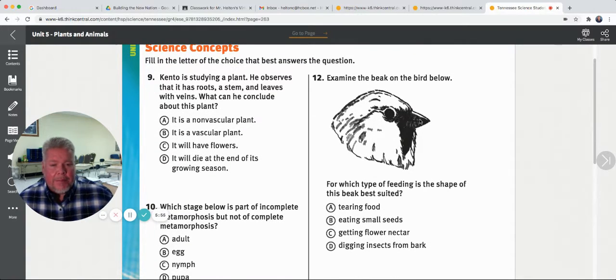Examine the beak on the bird below. So last week we looked at a whole lesson on bird beaks, and we found that those small cone-shaped beaks are good for cracking little seeds, cracking little nuts, is what we saw in our experiment. So that would be B, eating small seeds. Tearing food, it was the birds with a hook, like the hawks and eagles. Getting flower nectar was the long, skinny beak, like a hummingbird. Digging insects from bark, it kind of had a longer, not as long as the hummingbird, but it was able to dig into the trees because it had a longer beak. So this one, this little small cone-shaped beak, is good for cracking seeds open, eating small seeds, B.